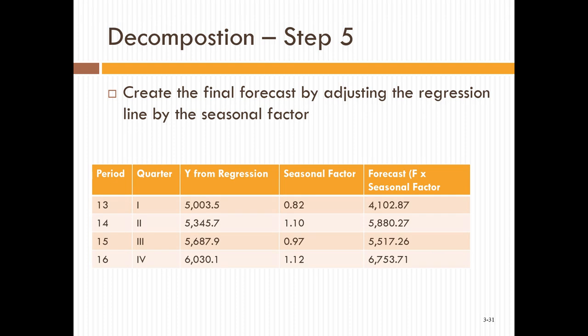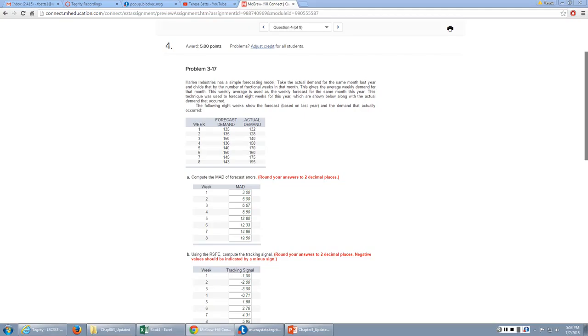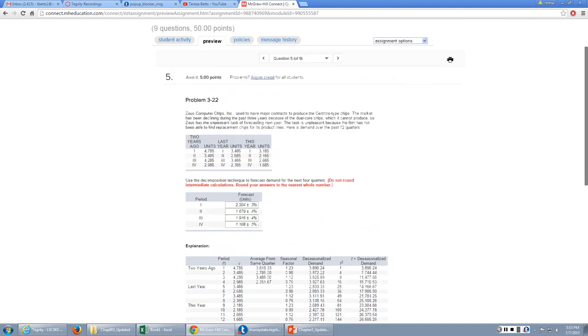All right, and I'm going to go ahead and go to the Connect homework. Okay, I've got Connect opened up to a couple of problems here, and let's go ahead and go to 322. It's listing this: Zeus computer chips used to have major contacts to produce the Centrino type chips. The market has been declining during the past 3 years because of the dual core chips, which it cannot produce. So Zeus has the unpleasant task of forecasting next year. The task is unpleasant because the firm has not been able to find replacement chips for its product lines.